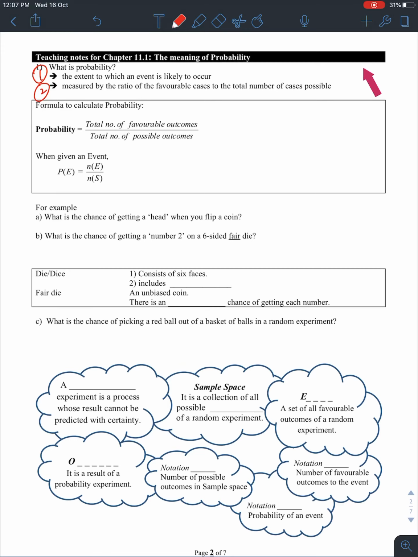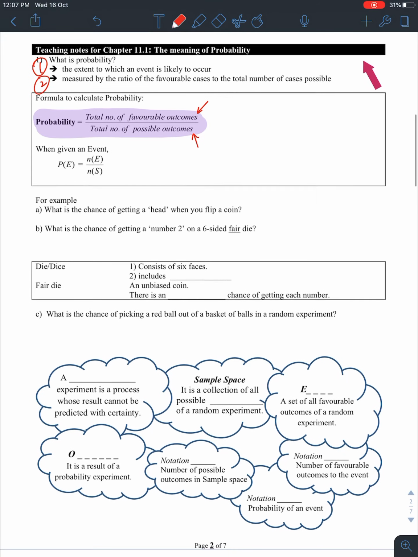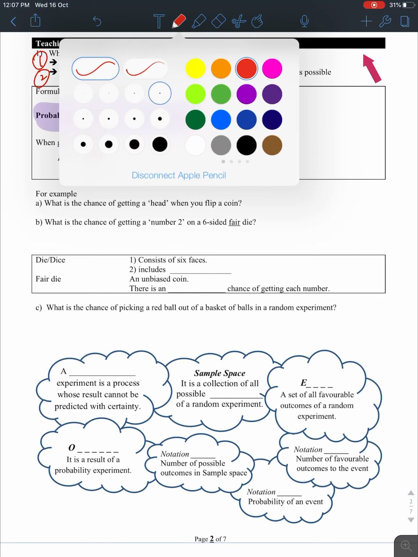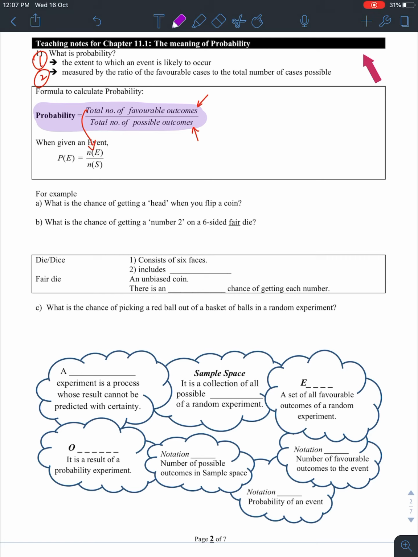In order to do that, we have a formula that we use to calculate probability. The probability of an event happening is simply the total number of favorable outcomes divided by the total number of possible outcomes. In mathematical form, the total number of favorable outcomes is represented by n(E), with capital E, while the total number of possible outcomes is represented by n(S), with capital S.